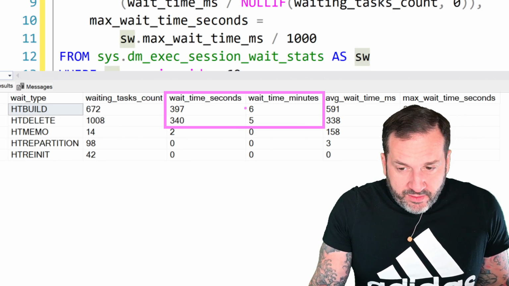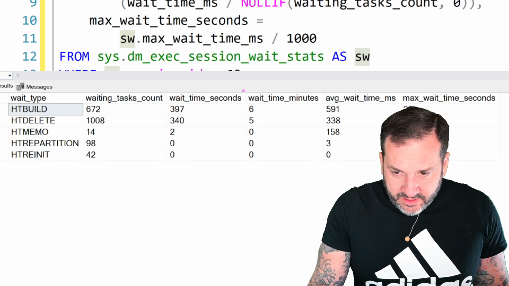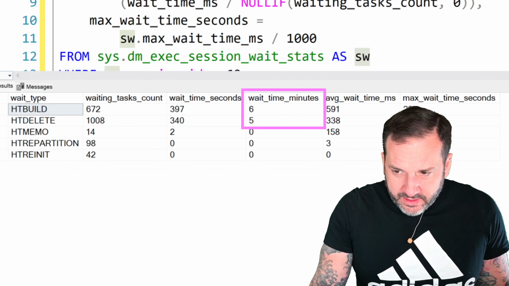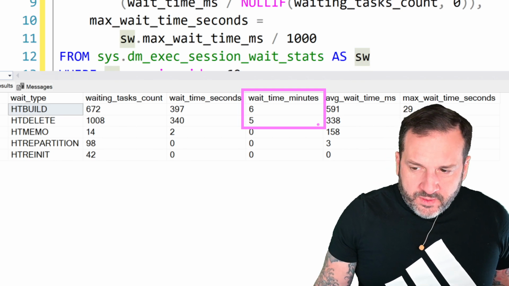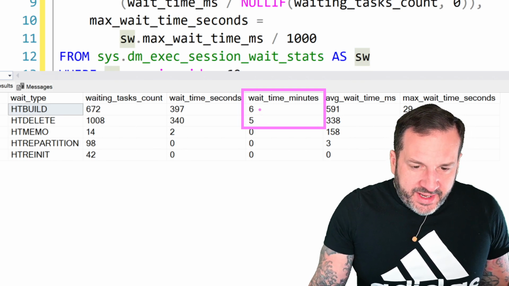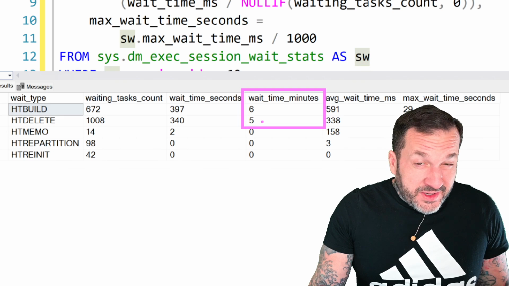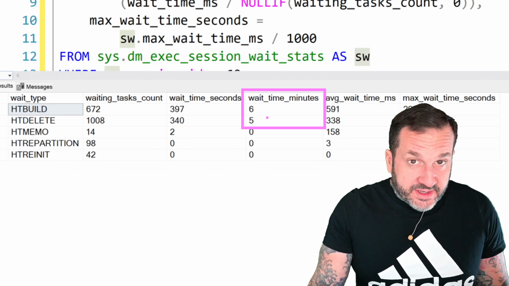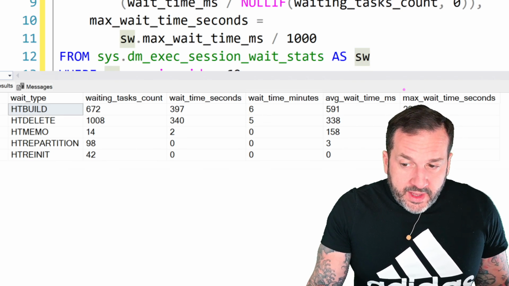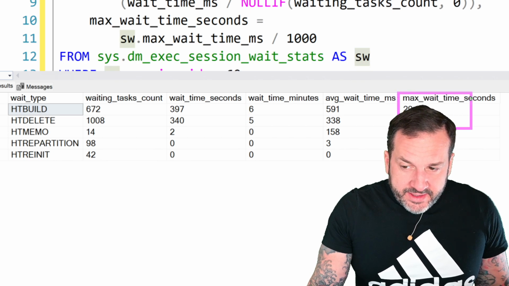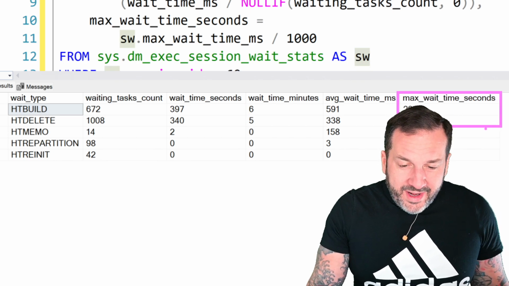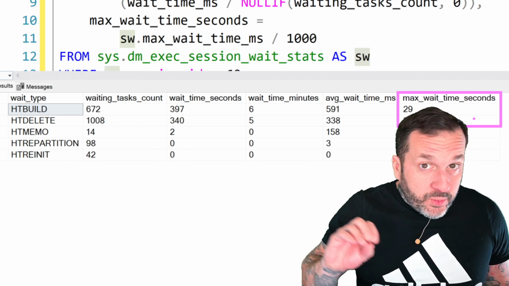During the 2 minutes that query ran, I think this is the most particularly interesting column in there. Well, there's one other really interesting one, but the wait time in minutes: 6 minutes of HTBUILD and 5 minutes of HTDELETE while that query was executing for 2 minutes. If we look at the max wait time in seconds for some of those, 29 seconds for a max wait time, right?